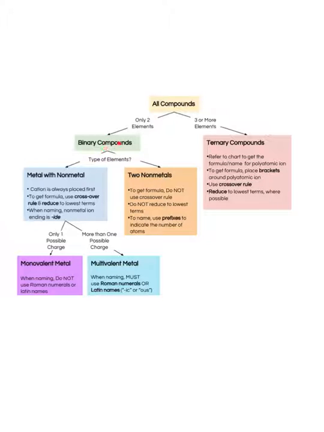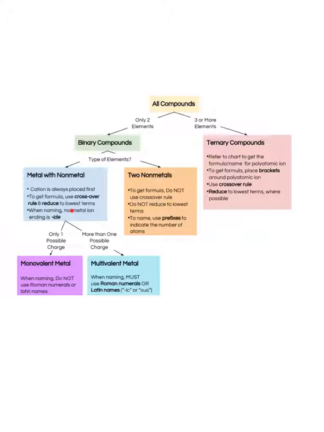So the binary compounds, they can either be a metal with a nonmetal, and if it's a metal with a nonmetal, that's where we're going to use our crossover rule. And we're also going to reduce to lowest terms. Now, this also applies to our ternary compounds because the ones that we're looking at are also ionic because they contain ions, and we're also going to use the crossover rule and reduce those to lowest terms.